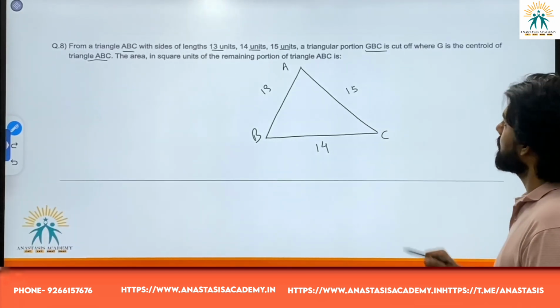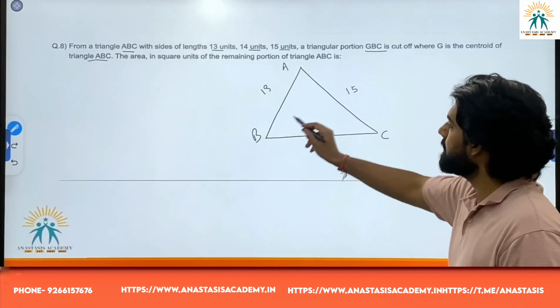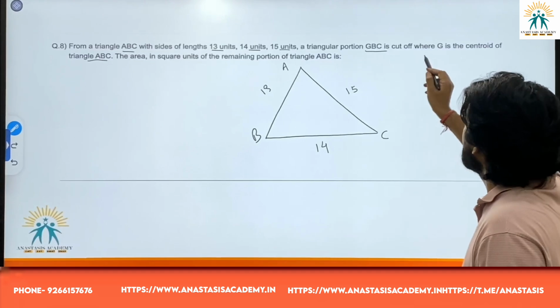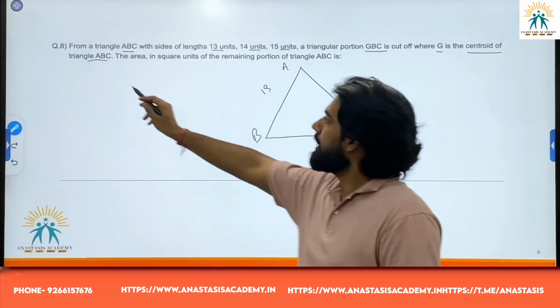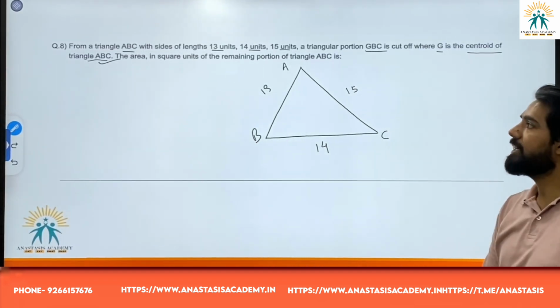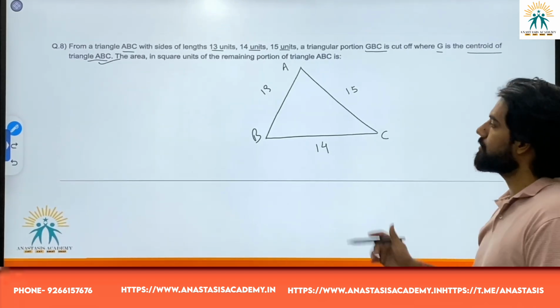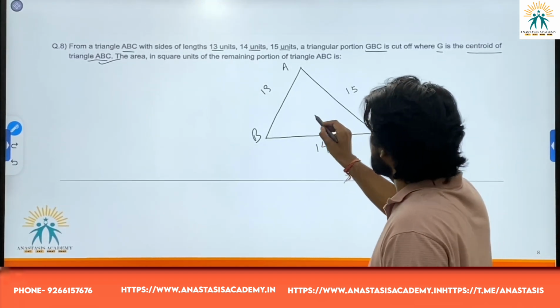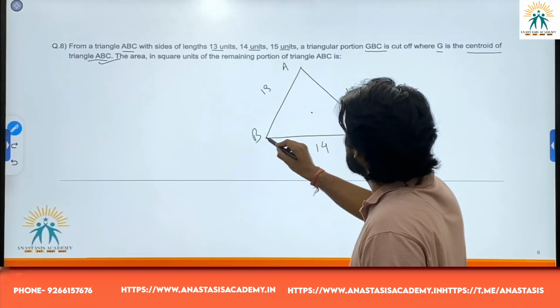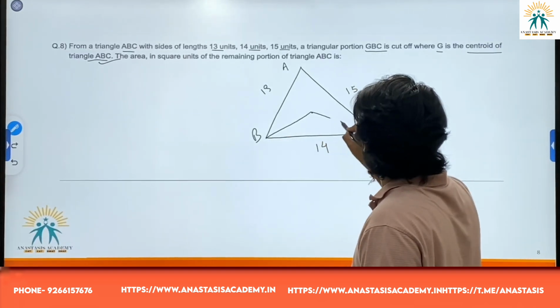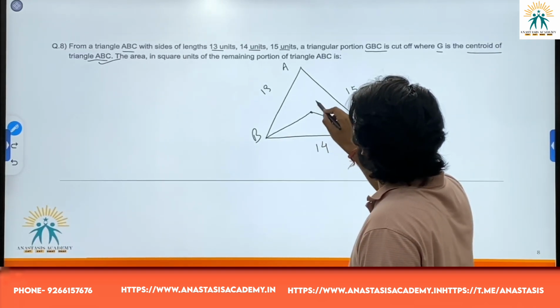A triangular portion GBC is cut. G is some point here, where G is the centroid of the triangle. We know the centroid is the intersection point of all the medians of a triangle. So let's just assume this is the centroid. This portion is cut from this triangle.